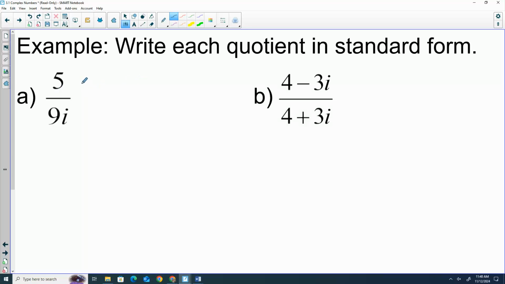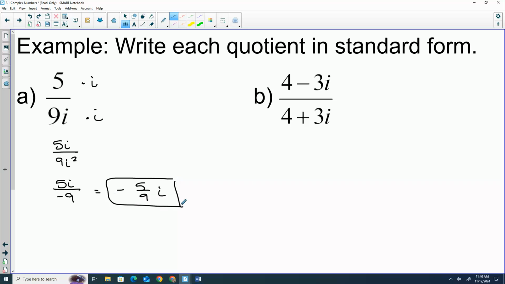The i off the denominator. So the first one we multiply by i on top and bottom. So that gives us 5i over 9i squared. But 9i squared turns into, or you could write this as negative 5/9i. Technically, I'll take it either way.